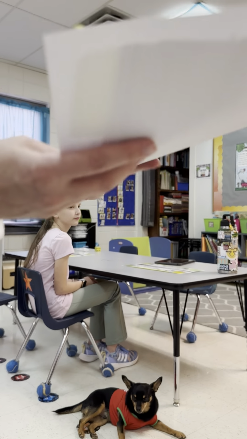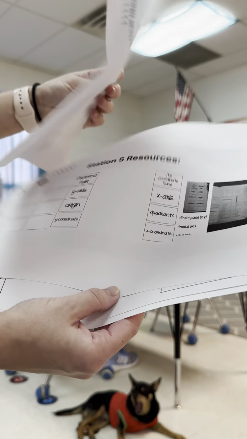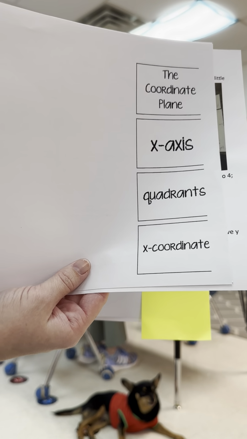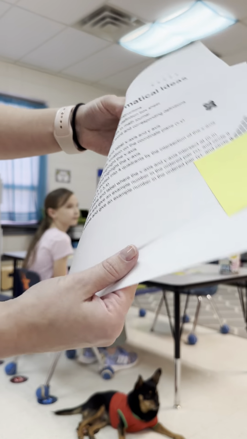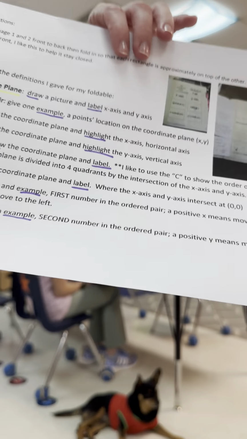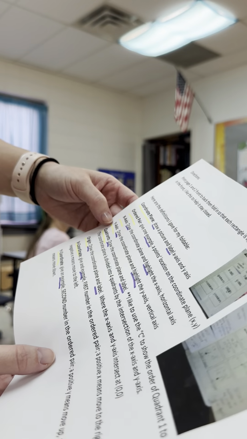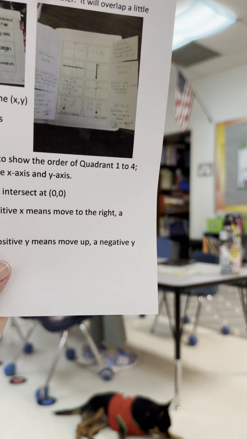And for station 5, expressing mathematical ideas. This is where the students would make the trifold and put it into their math journal. They would have that, and then they were given tasks to do for each one, and it's labeled here. So they were drawing, giving examples, labeling each one. So some x-axis, y-axis, origin, coordinate plane. They were just drawing pictures and labeling.